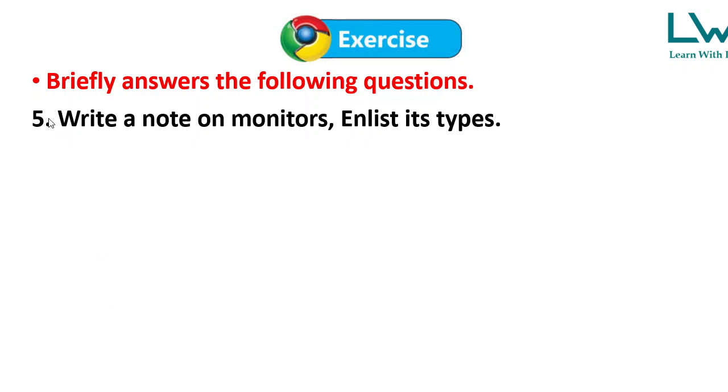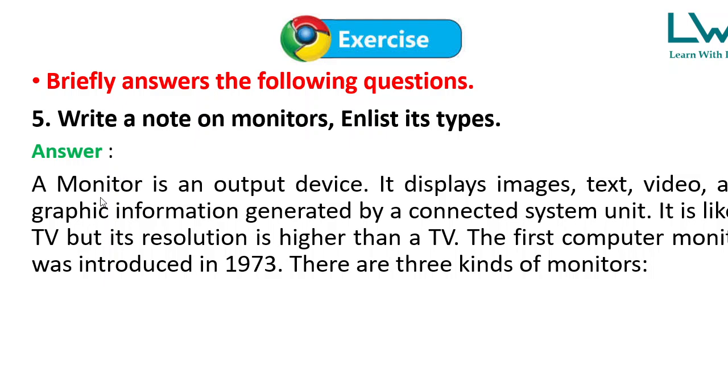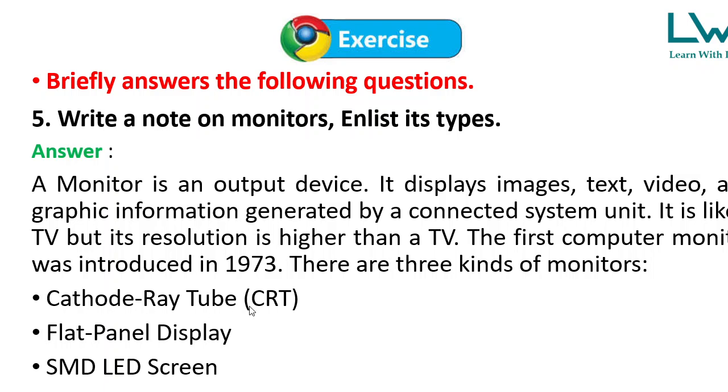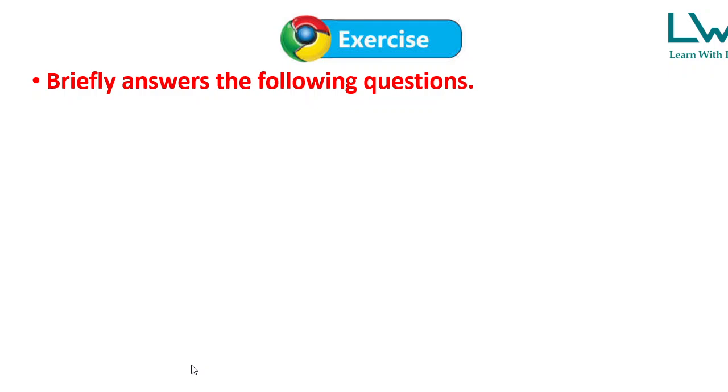Question number 5, write a note on monitor. Answer is a monitor is an output device. It displays images, text, video and graphic information generated by a connected system unit. It is like a TV, but its resolution is higher than a TV. The first computer monitor was introduced in 1973. There are three kinds of monitors: cathode ray tube CRT, flat panel display, SMD LED screen.